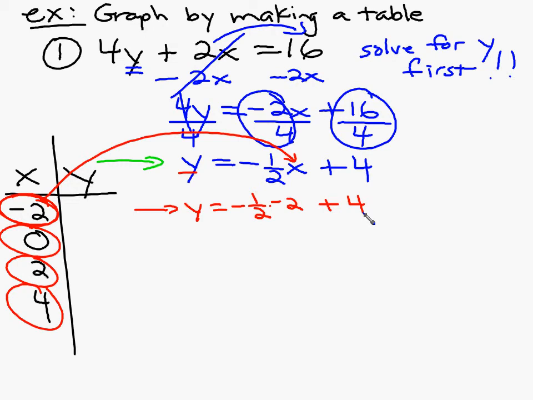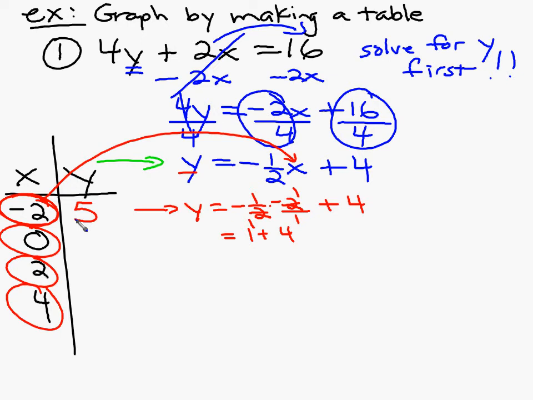Anytime I multiply a fraction times a whole number, I put it over 1. And then the 2's are going to factor, and it's just going to be 1, but it's going to be a positive 1. So this is 1 plus 4. My y coordinate for this first point is 5.